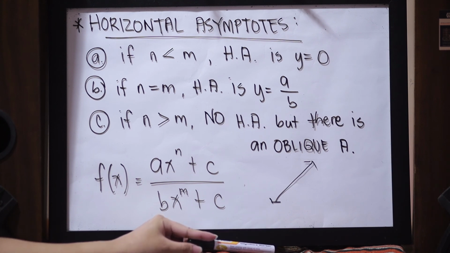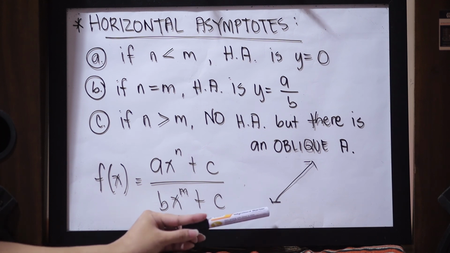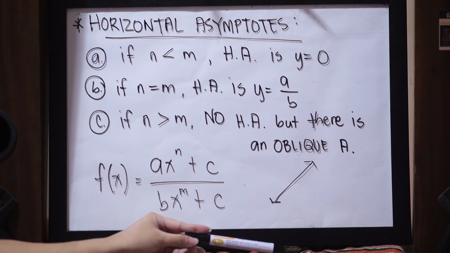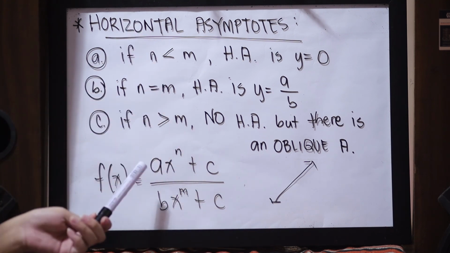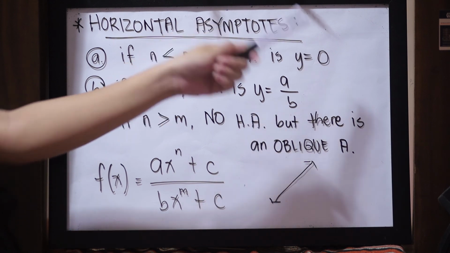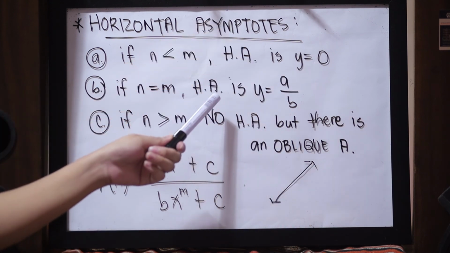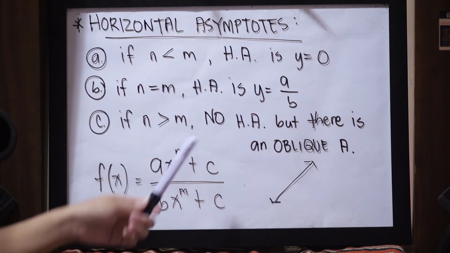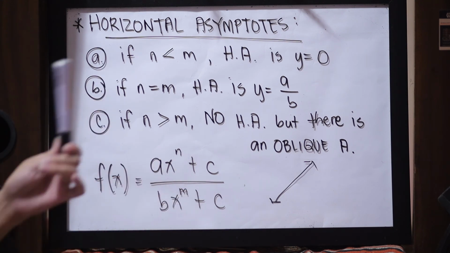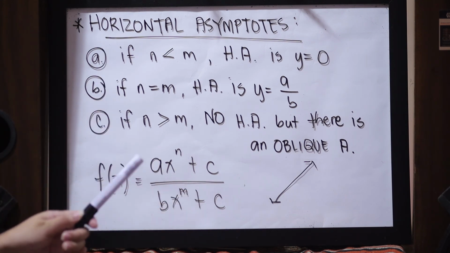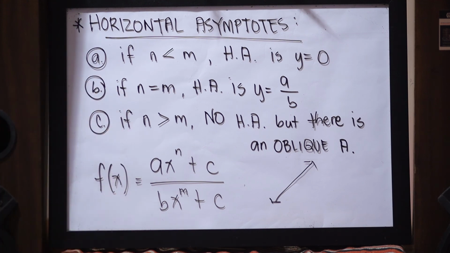Pero magbibigay pa din naman ako ng example so that yung mga STEM students natin ay meron ng background for that. Pero if you're a non-STEM student, dito lang tayo sa dalawang case. We'll just stick with horizontal asymptote equivalent to 0 and a horizontal asymptote equivalent to a over b. So, yan lang yung iti-take note ninyo. So, I'll give examples how are you going to do this. Pero you must remember these cases.